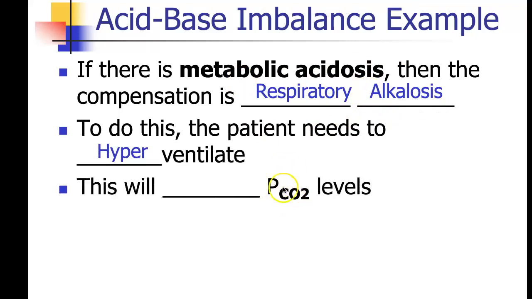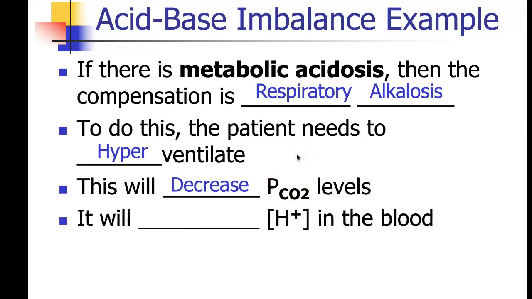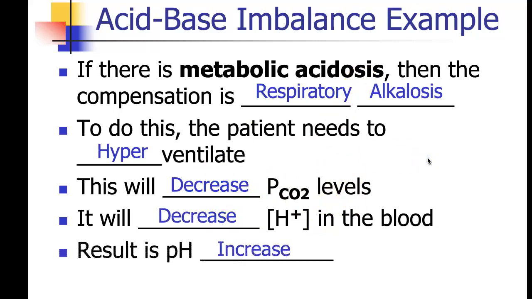What will this do to PCO2 levels? It'll decrease them. For hydrogen ion in the blood, decrease because you've blown off that CO2 and that will decrease hydrogen ion in the blood. The result is that your pH then will increase from your metabolic acidosis state back to hopefully normal.